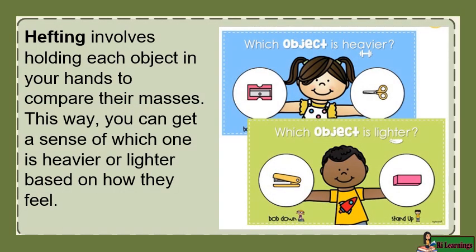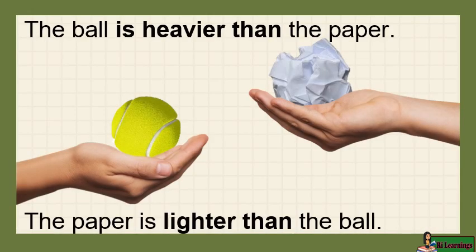Hefting involves holding each object in your hands to compare their masses. This way, you can get a sense of which one is heavier or lighter based on how they feel. Pair 1. The ball is heavier than the paper. The paper is lighter than the ball.